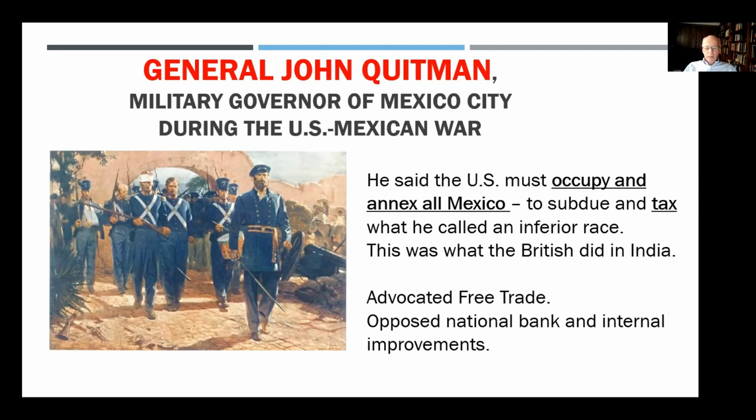He specified we have to drain their resources from their gold and silver mines, from their plantations, from their ports. We'll tax everything, which is precisely what the British were doing in India at the time. He was magnificently impressed by British military imperialism. He was over in England earlier. So just to be clear, he's an advocate of free trade, the imperial system, not the American system, not nationalist economics. And he opposes US government actions to benefit the population.